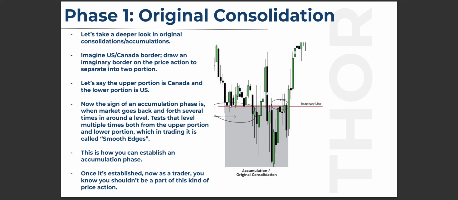Now, the sign of an accumulation phase is when the market goes back and forth several times around a level. That's the country border, and it tests that level multiple times from the upper portion and the lower portion and creates smooth edges. Smooth edges meaning the bodies are respecting the level, right? The body is closing or opening at around the same level. That's what we call smooth edges. Don't get confused with the words there. This is how you establish an accumulation phase, original consolidation.